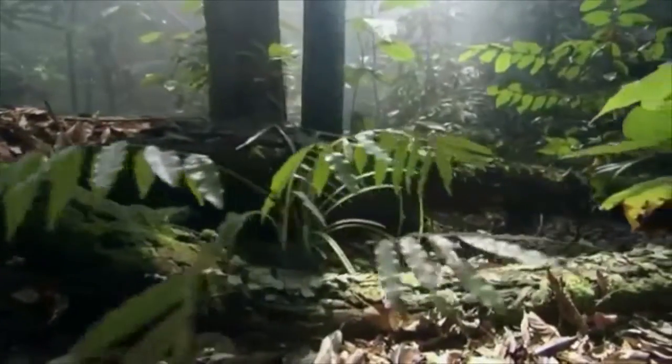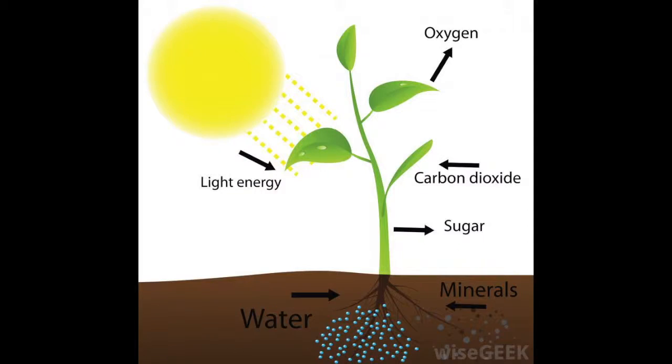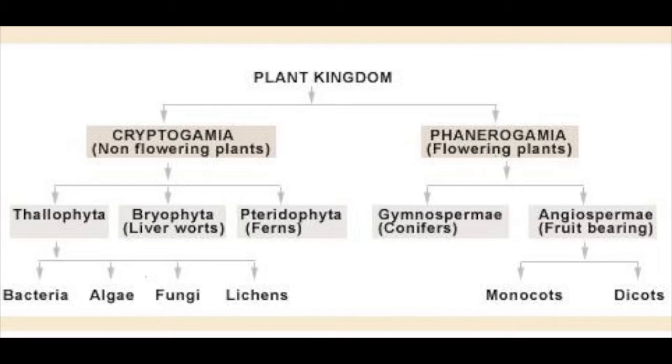Also, they can make their own food through photosynthesis, which is the process of taking carbon dioxide, water, and sunlight and transforming them into sugar and oxygen. These 12 phyla are split into two groups: the non-flowering Cryptogamae, which are non-seed-bearing, and the flowering Phanerogamae, which have seeds. Seeded plants reproduce by fertilization, and non-seeded plants reproduce by their spores.